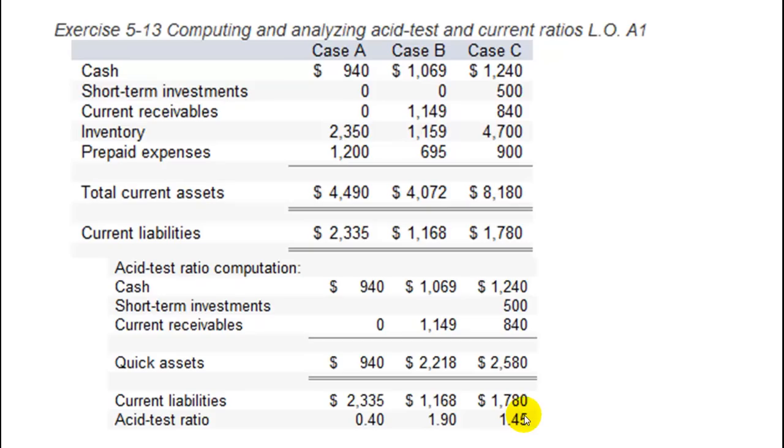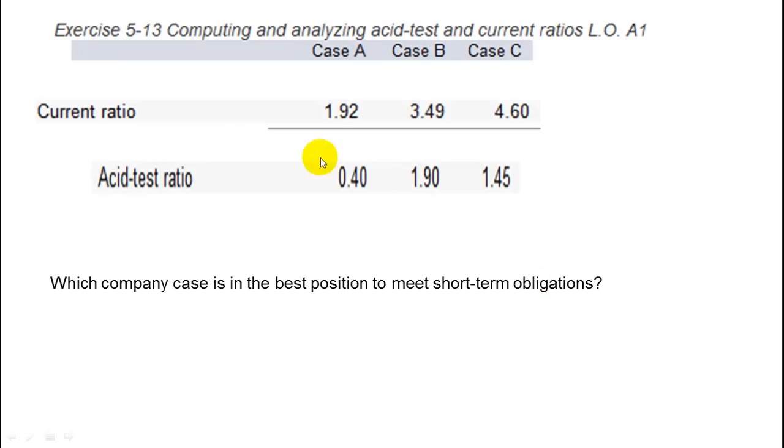Now, which company is doing better with respect to being able to pay their bills? Depending on which ratio you look at, current ratio or acid test ratio, the better of the two would be the acid test ratio. So between these two, if you just looked at current ratio, case C is the best. Case B is the best for acid test ratio, and overall, this is the better measure. And so the company doing the best job is case B.